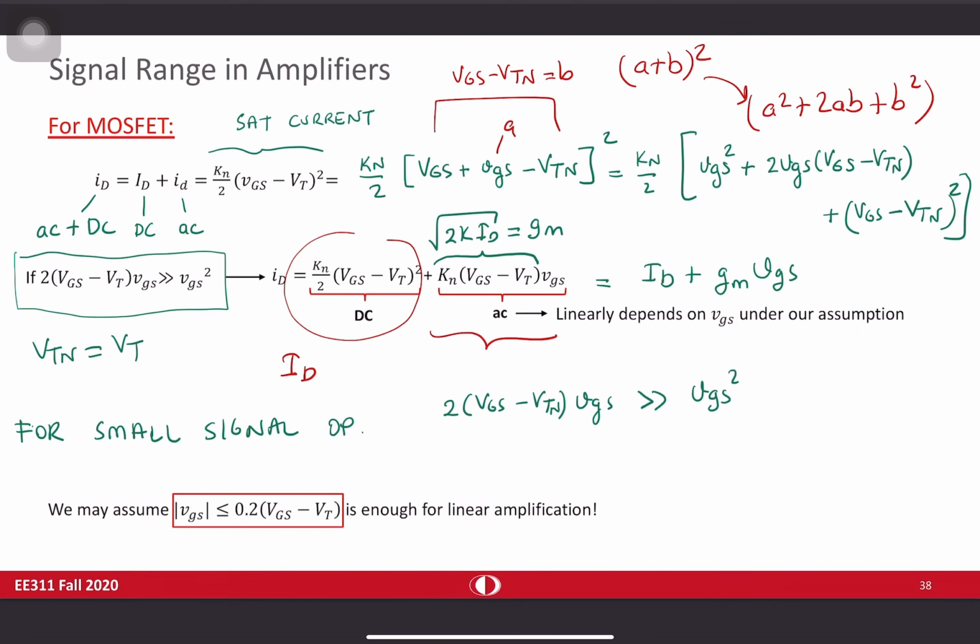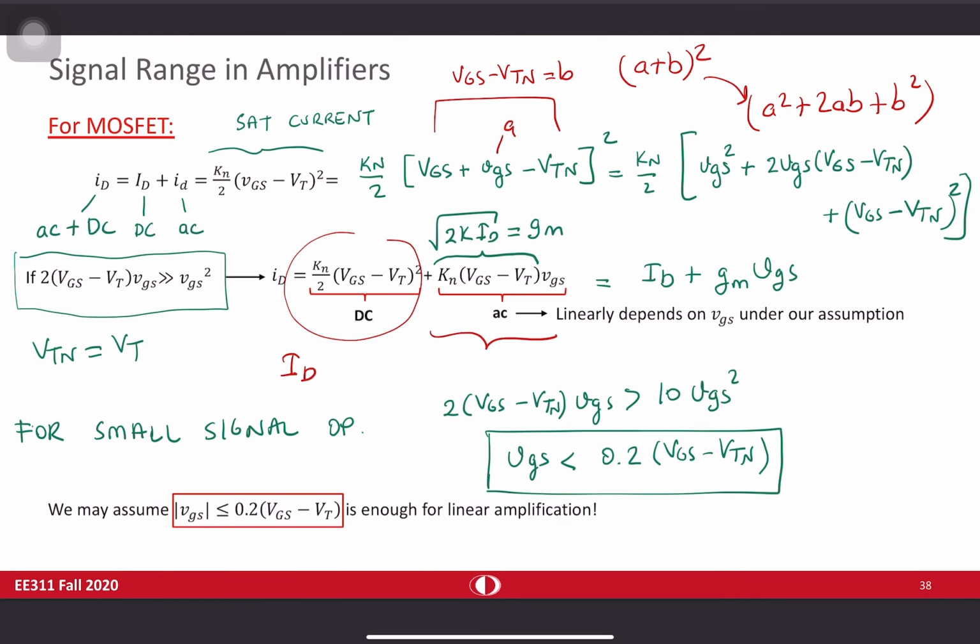But now, how much larger is acceptable? That's the question. For most of the time, people say that being 10 times larger is good enough. So I'm going to change this part with larger than, let's say, 10 times VGS. So if you make the necessary simplifications, you will find that VGS should be less than 0.2 (VGS minus VTN) for small signal operation.